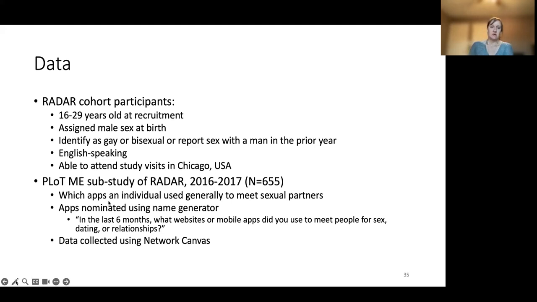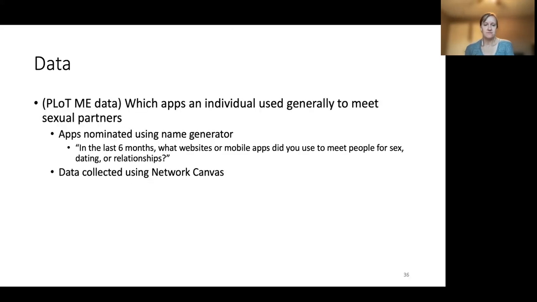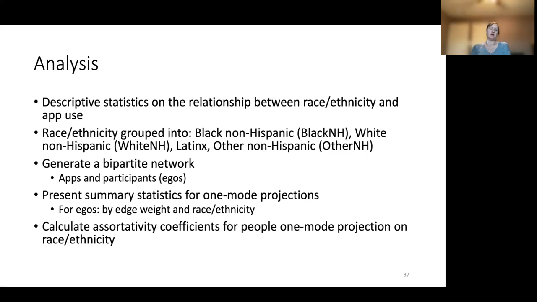And then we also use data from the PlotMe sub-study of the RADAR study, where, out of lots of data collection, we're specifically looking at which apps an individual used to meet partners, using a name generator: in the last 6 months, what websites or mobile apps did you use to meet people for sex, dating, or relationships? And this data was collected using the Network Canvas tool that I talked about earlier in this talk.